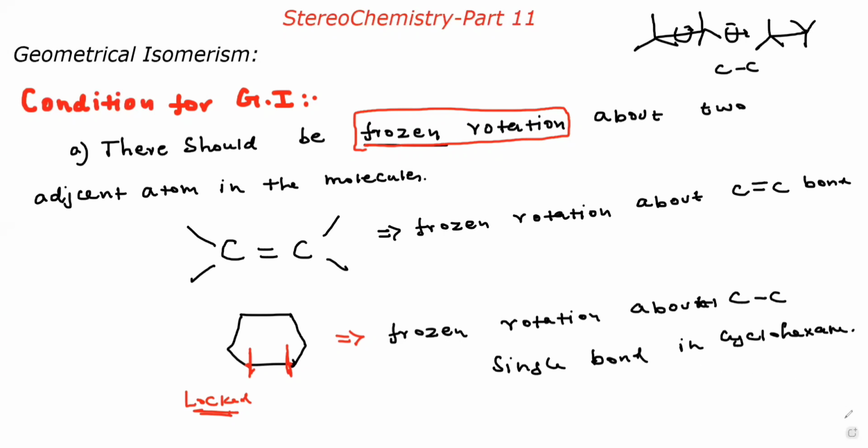Now you know very well that the carbon-carbon double bond and the cyclohexane ring can show geometrical isomerism. What are the two types of geometrical isomerism? Cis and trans. I am going to give you the condition for cis and trans isomerism.